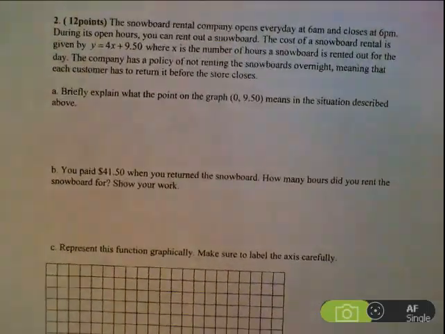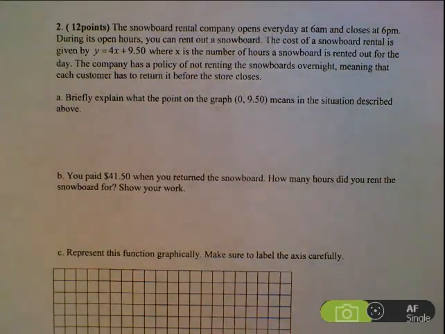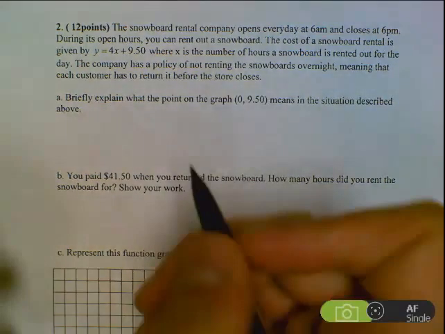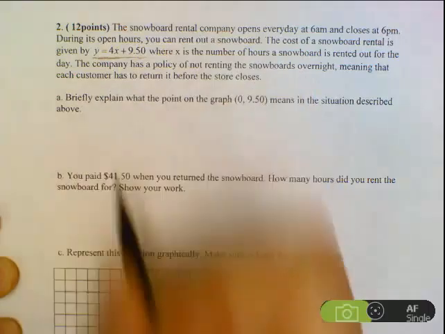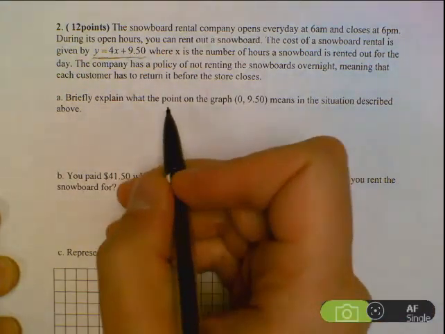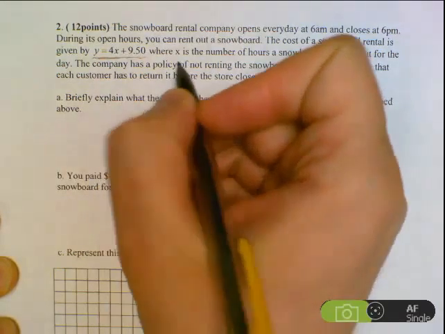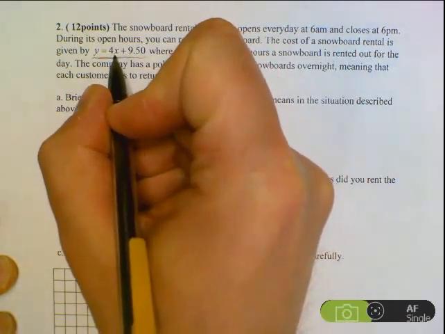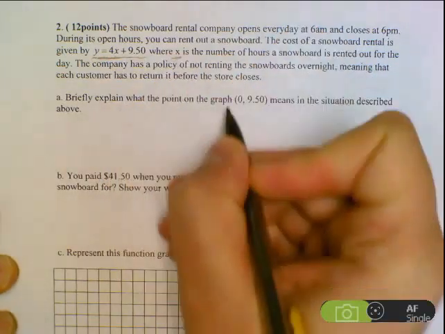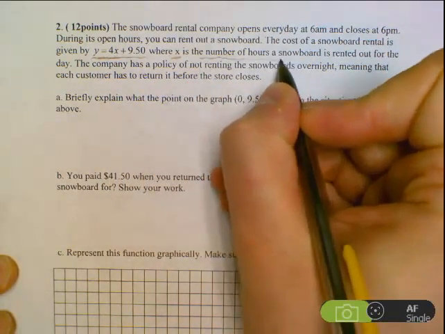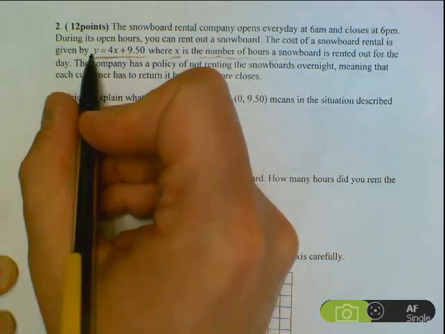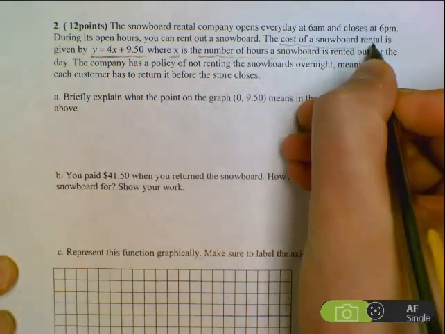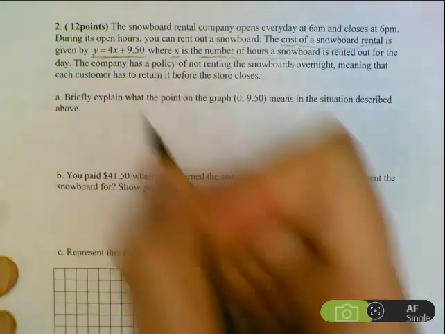Okay, let's take a look at the other side. I don't want to read through the whole thing, but basically what's important here is our equation. This one's a little different than others because in some of the others we were given the situation and had to come up with the equation. Here we're given the equation, but we have to make sure we understand what is the x and what is the y. So the x is our input, and that's the number of hours the snowboard's rented. And y is the cost of the snowboard rental. So that's our y value.